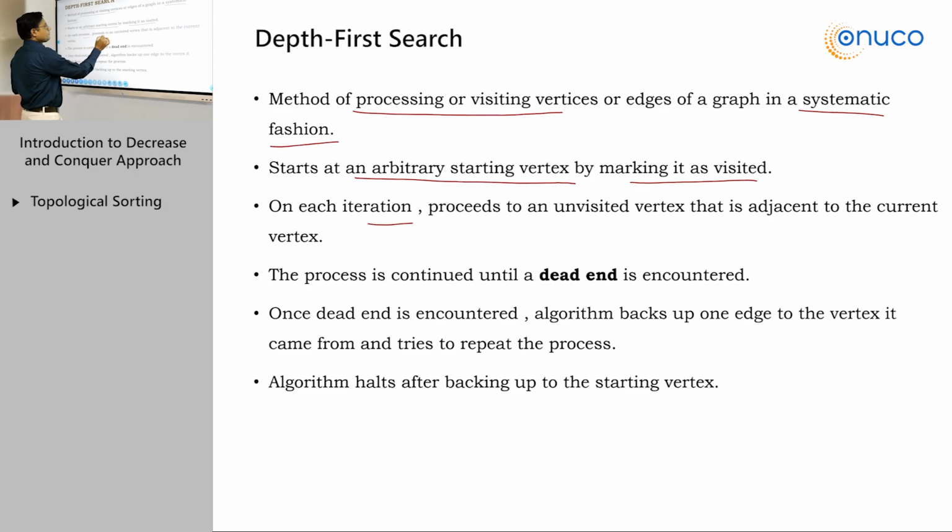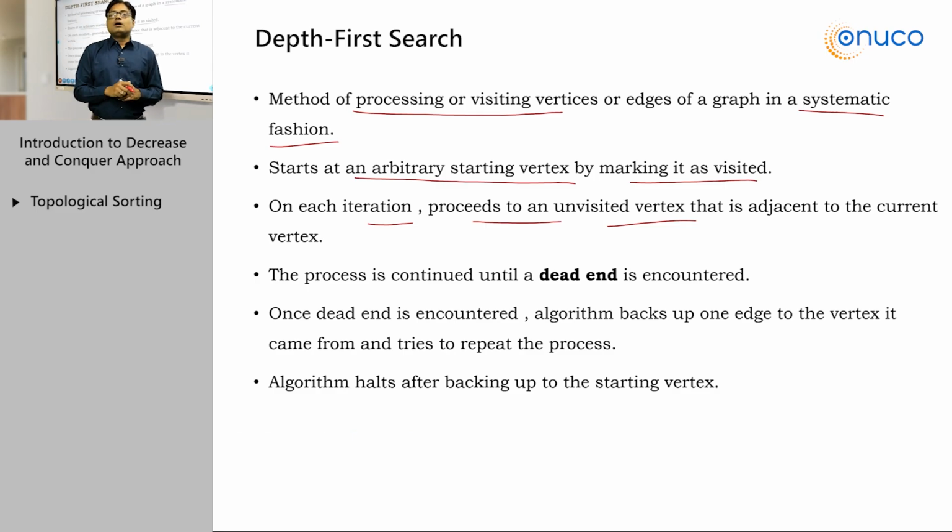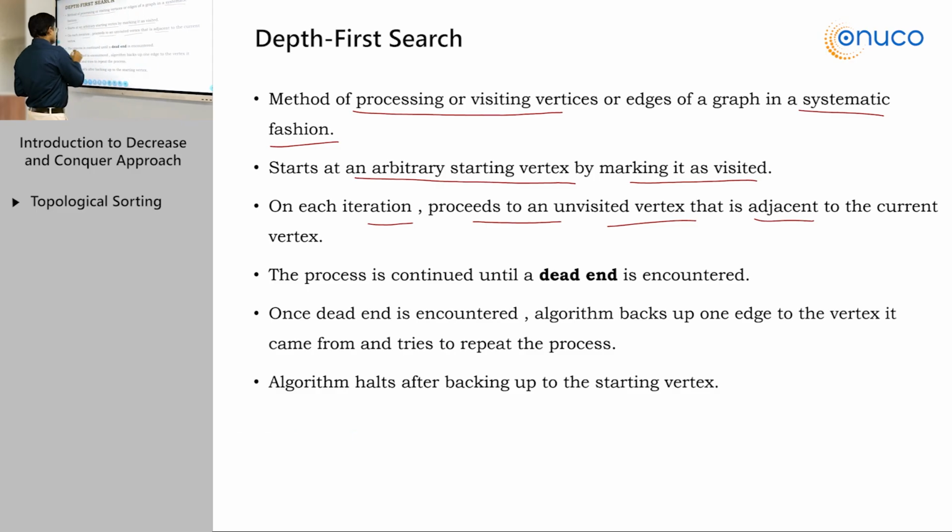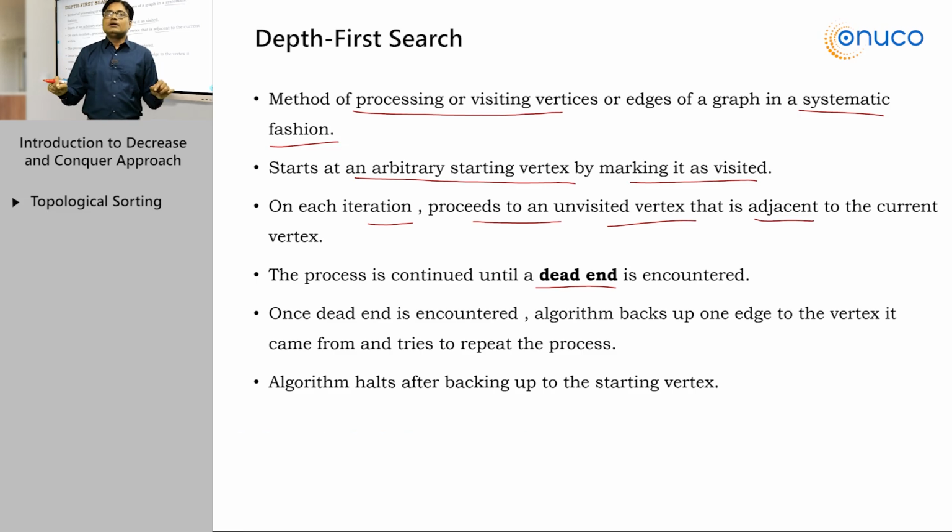On each iteration, proceed to an unvisited vertex. And how are you going to find an unvisited vertex? If that vertex is an adjacent vertex, it means that particular vertex is directly connected with the source vertex, then we can visit it. The process continues until a dead end. As I said, if there is no further path, that state is called a dead end. From there, again we are going to backtrack and find other possibilities of nodes which we can visit, right?